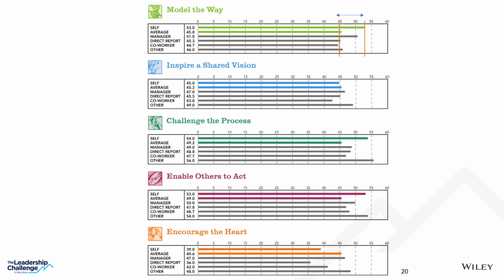So specifically for Model the Way, look up at the top and you will notice that I put an arrow with two bars there. That is the difference between what I've rated myself and where others have rated me. Notice the gap on how I view myself and how others view me. Perhaps my manager is seeing a little bit more aligned with where I'm at, but then there are others. What can I do differently or better to make some improvements so that I'm taking deliberate action?